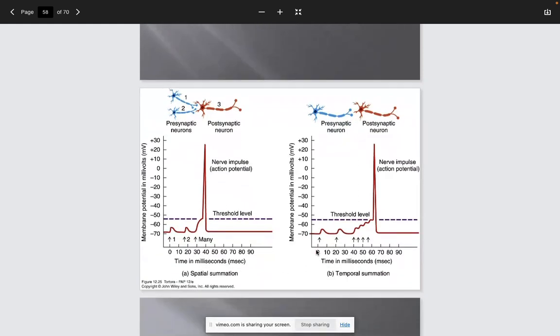Here's a picture just kind of showing you how summation works. Here you have one, two, right? So all from the same presynaptic neuron, and then it causes the postsynaptic neuron to eventually reach threshold for the action potential to be generated.